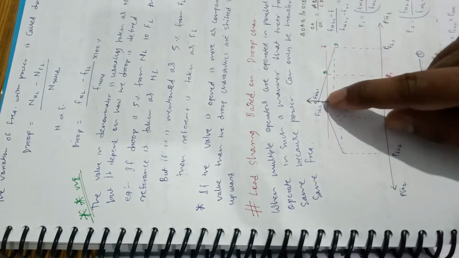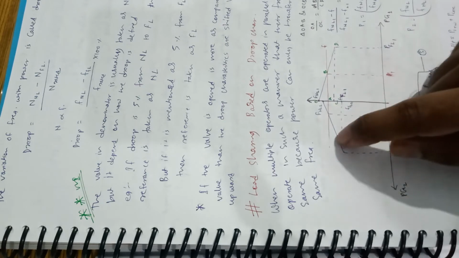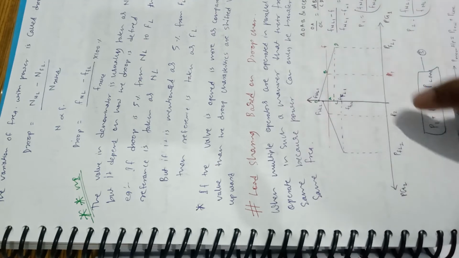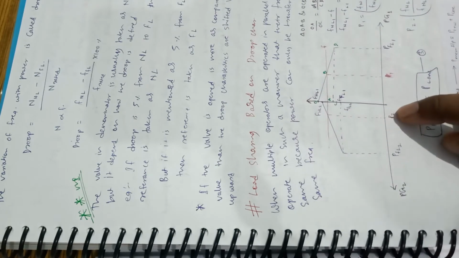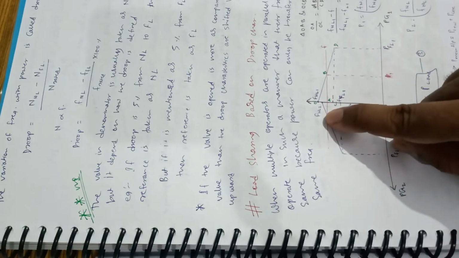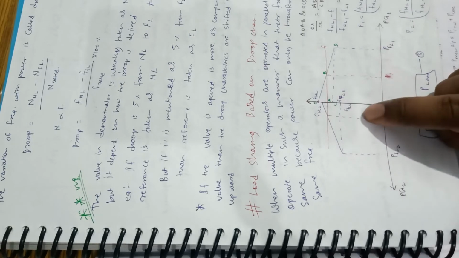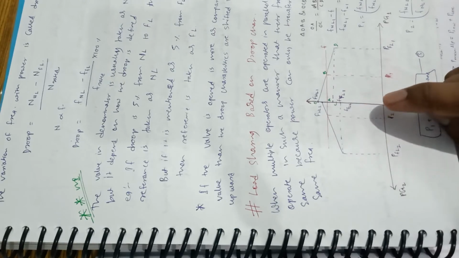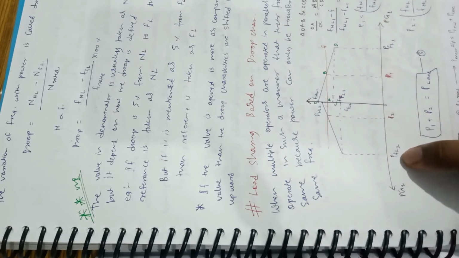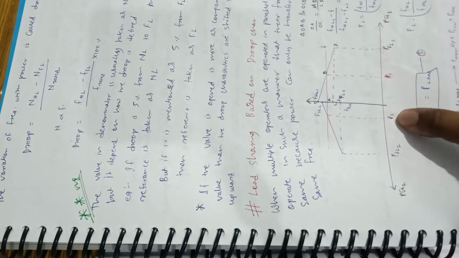So we have different droop characteristics for the generators, but they are connected in parallel, so we have a common frequency. For generator 2, the power sharing is P2, its no load frequency is FNL2, its full load frequency is FL2, and its full load power is PFL2.